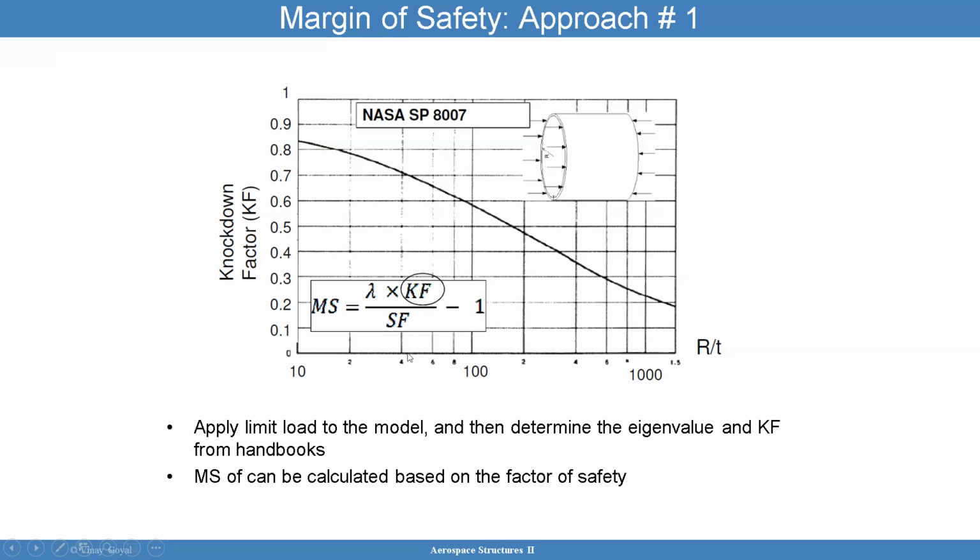But I think this is the simplest way. Apply the limit load to the model, get the eigenvalue, multiply it by the knockdown factor, which gives you the difference between experiments and analyses, divided by factor of safety, minus 1. And this approach tends to be conservative. It tends to be. Okay?